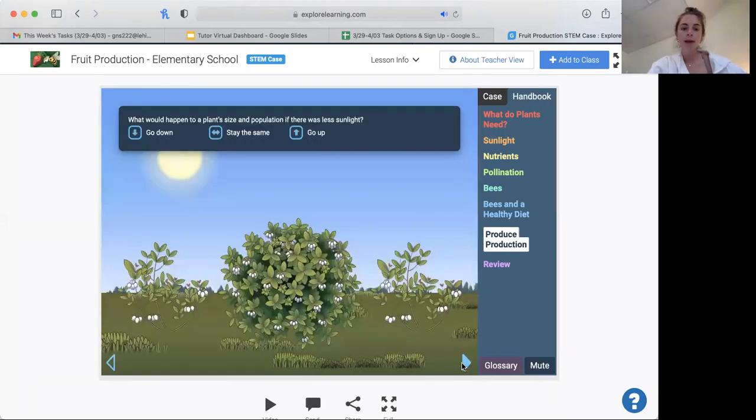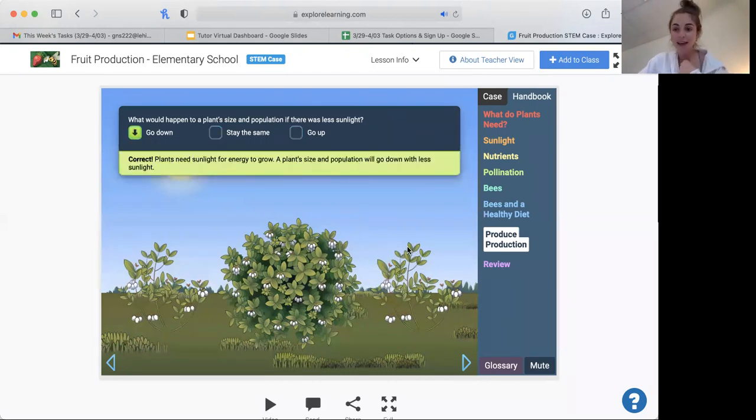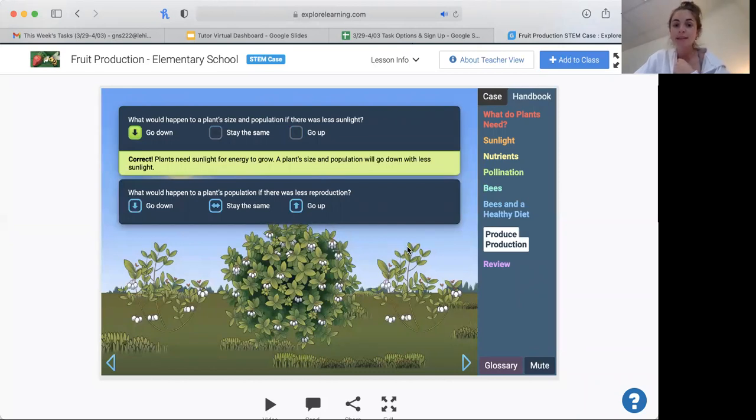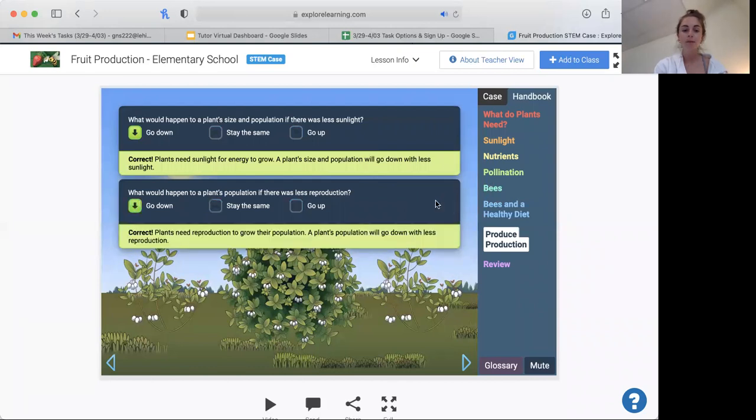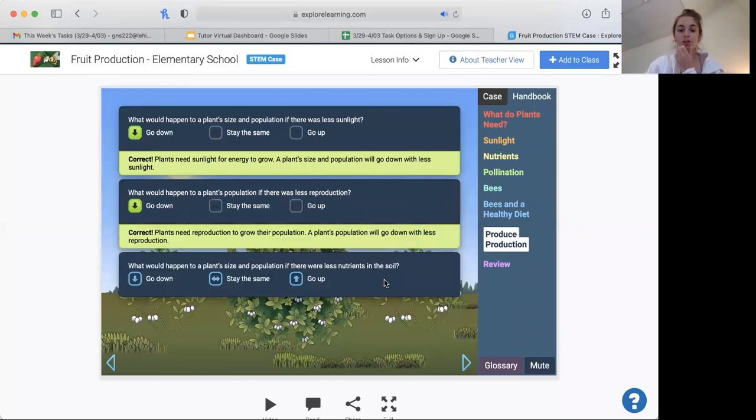What would happen to a plant's size and population if there was less sunlight? It would go down. Plants need sunlight for energy to grow. A plant's size and population will go down with less sunlight. What would happen to a plant's population if there was less reproduction? It would go down. Plants need reproduction to grow their population, and a plant's population will go down with less reproduction. What would happen to a plant's size and population if there were fewer nutrients in the soil? It would go down.